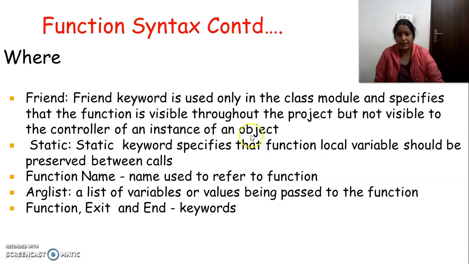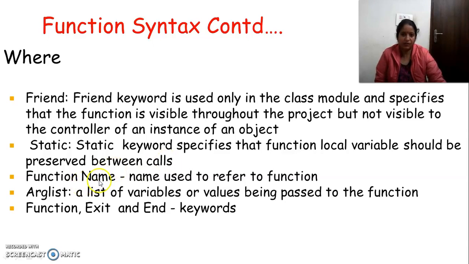Okay. Next visibility mode is static. The static keyword specifies that the function's local variables should be preserved between the calls. Suppose there is a first call and a second call. Between the first and second call, the value of the variable is lost. Suppose you want to preserve the value between the first call and the second call, then you can use the static keyword. This static keyword is very helpful in the case of counters.